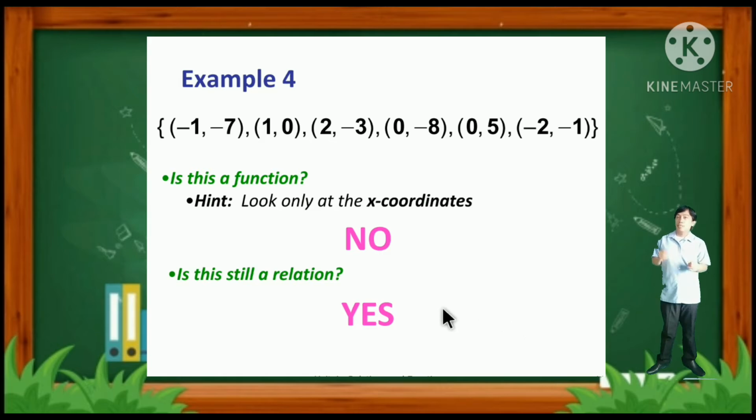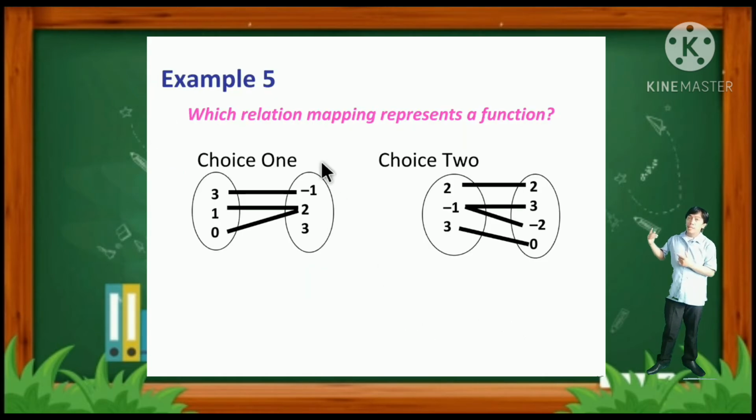Okay. Now, which relation mapping represents a function? Okay, so choice 1. 3, negative 1, 1, 2, 0, 2. Choice 2. 2 paired with 2, negative 1 paired with 3, negative 1 paired with negative 2, and 3 paired with 0. Okay. Now, in choice 1, function or not?